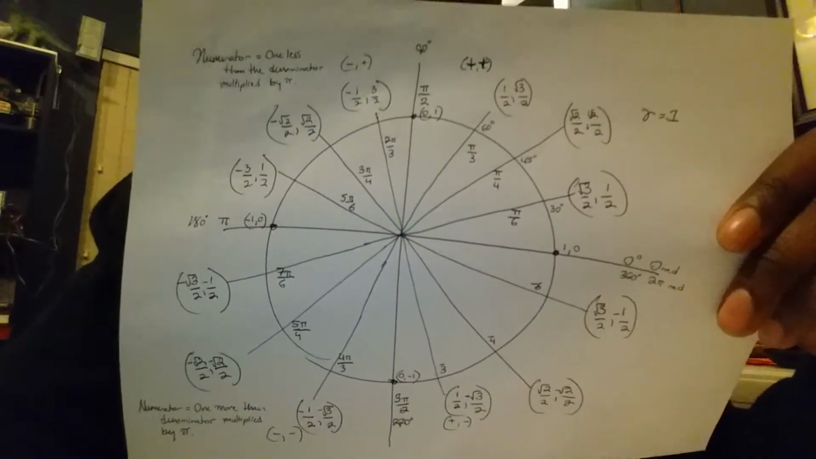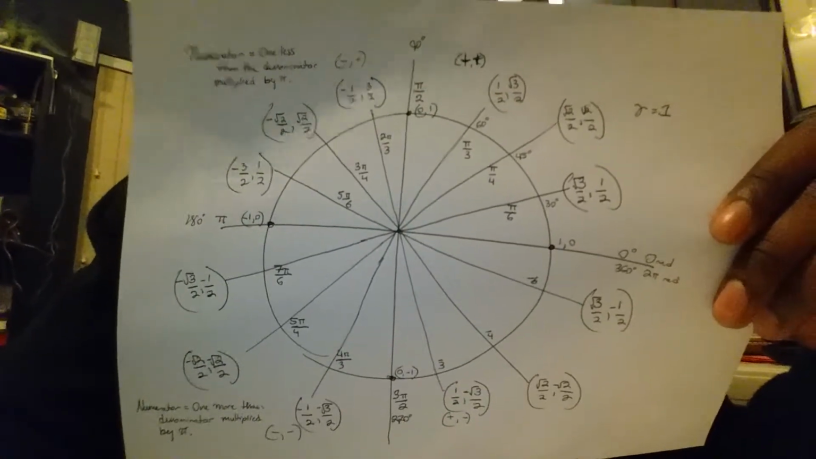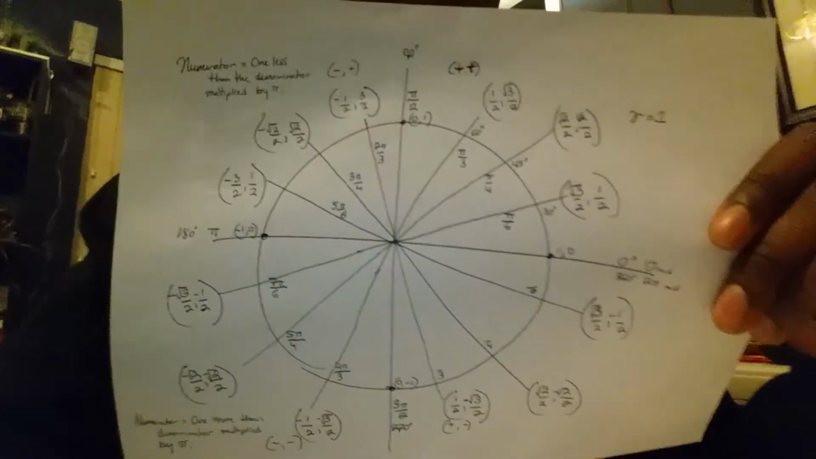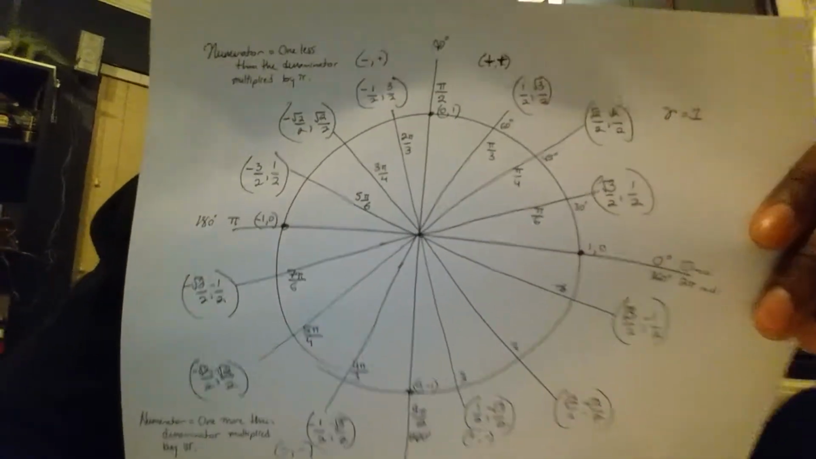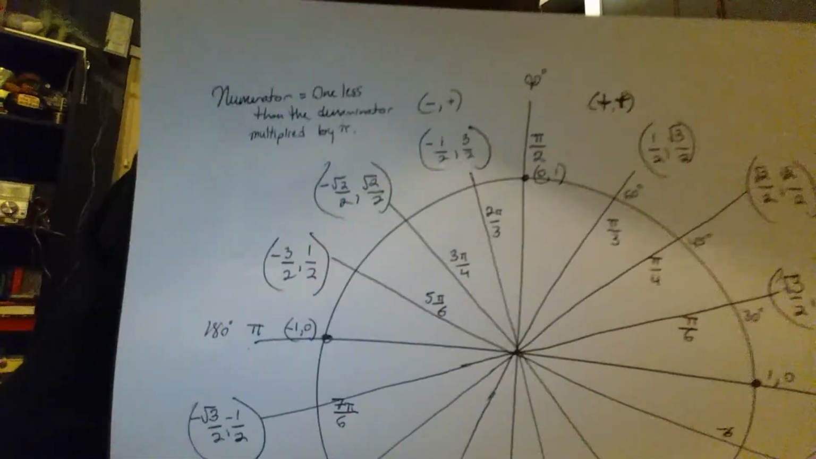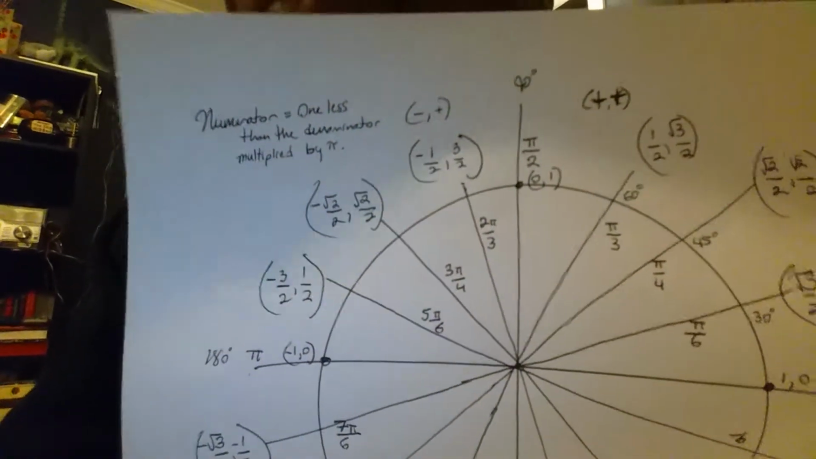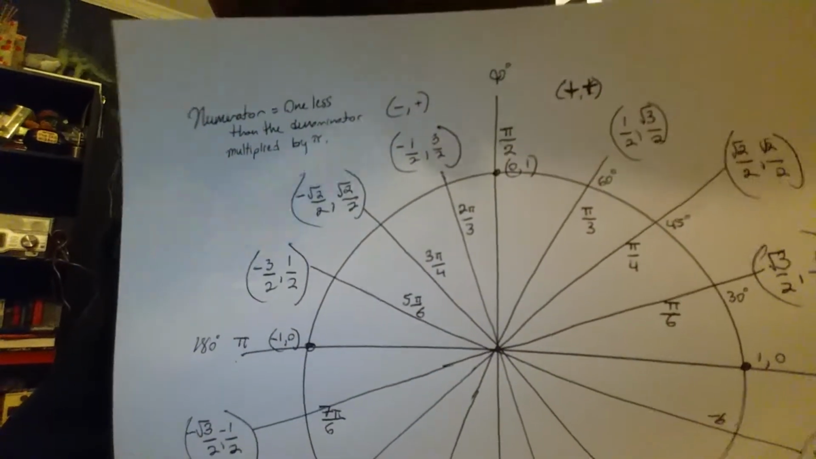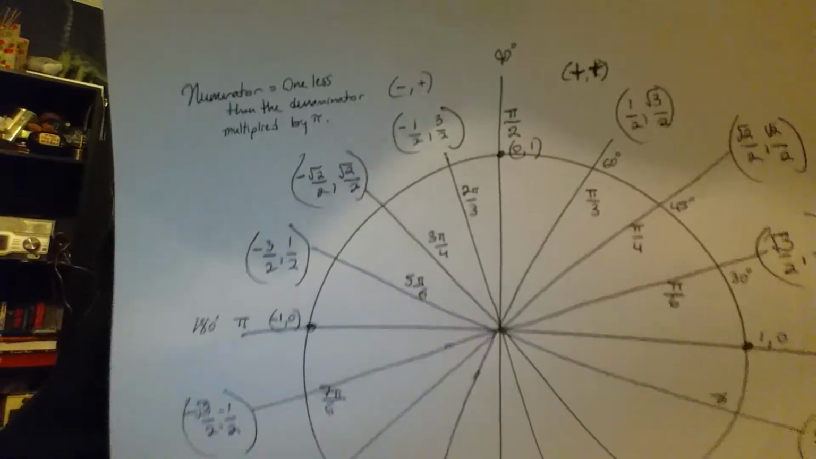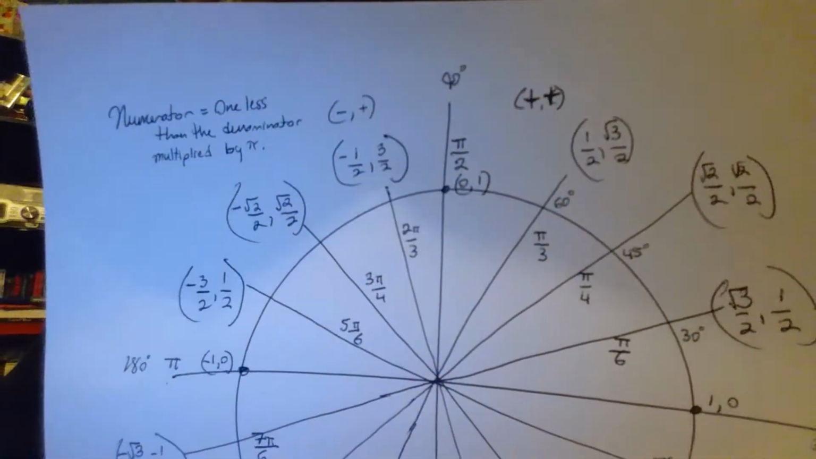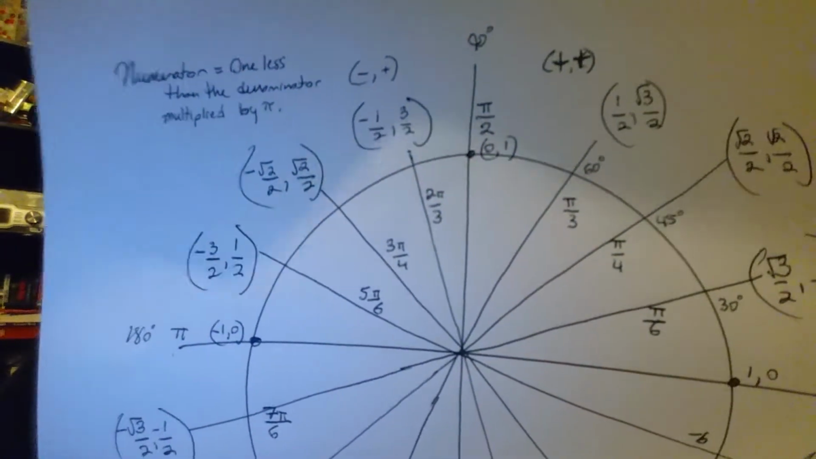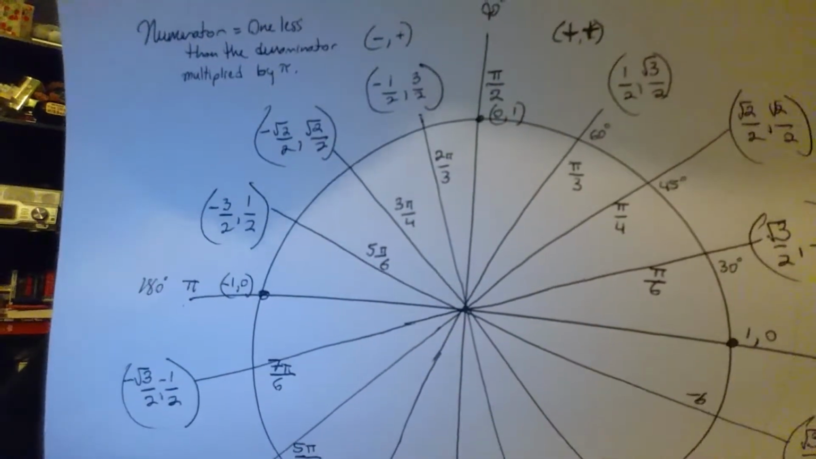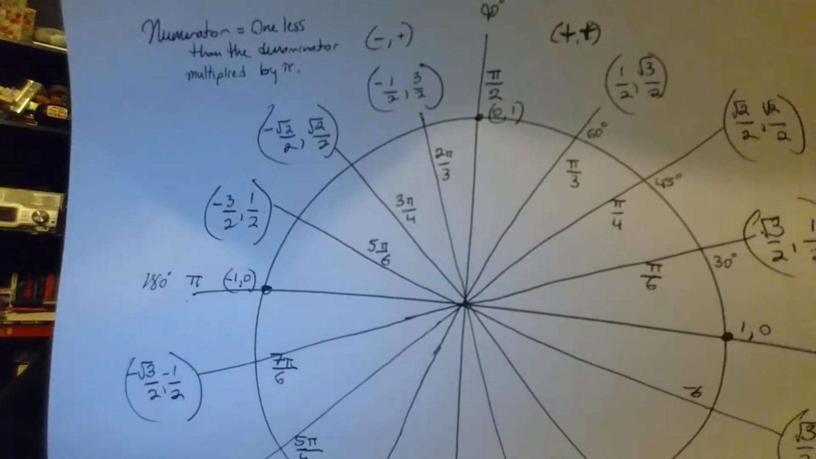Okay, so I went ahead and gave you those radian values of at least these 2 quadrants so far. Actually, these 3 quadrants. So as you can see, like I said, in quadrant 2, you're going to find your numerator by it being 1 less than your denominator. So of course 1 less than 3 is 2, so you get 2 pi over 3. 1 less than 4 is 3, so 3 pi over 4. And 1 less than 6 is 5 pi over 6.